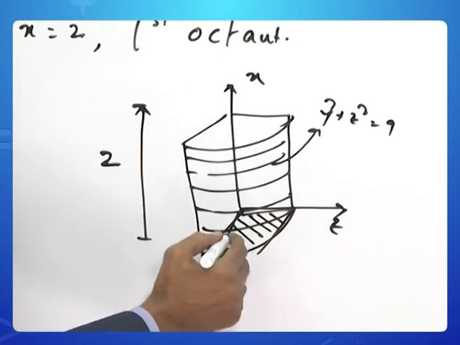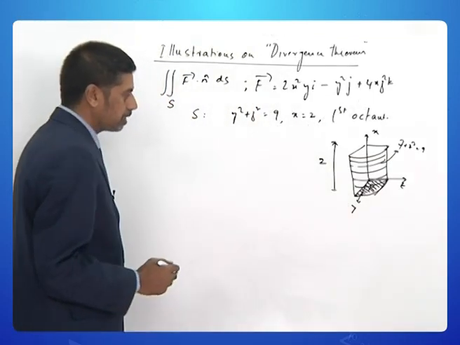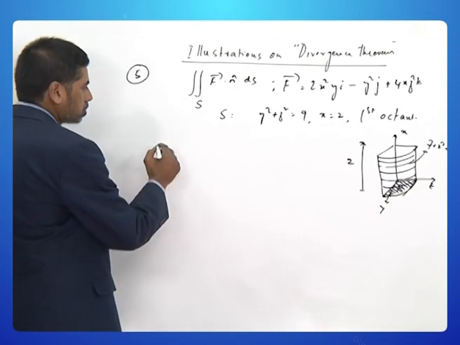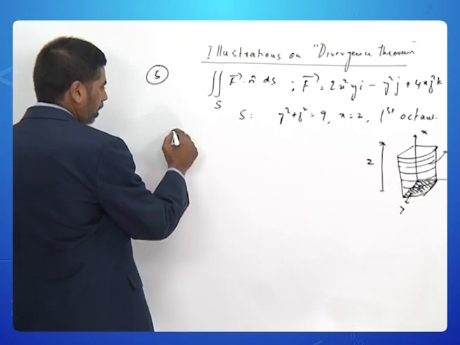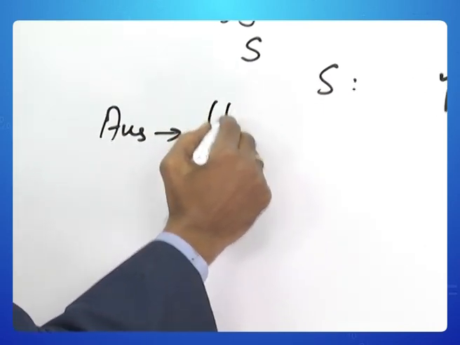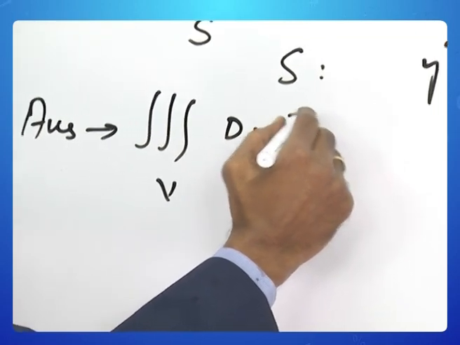So if at all we have to integrate over the yz plane, the region of double integration will be the quadrant of a circle. Okay. So let's convert using the divergence theorem. So the answer can be computed from the right hand side of the divergence theorem.